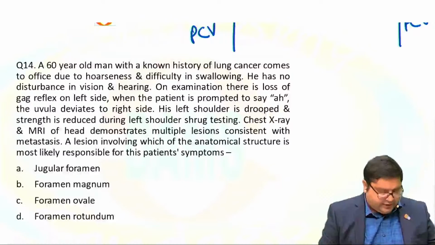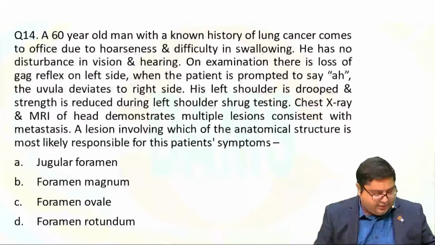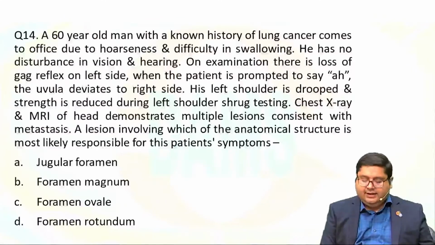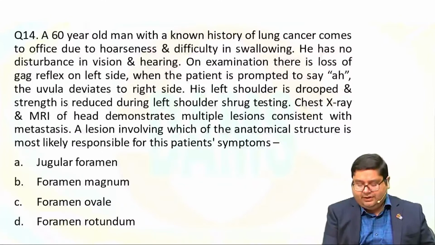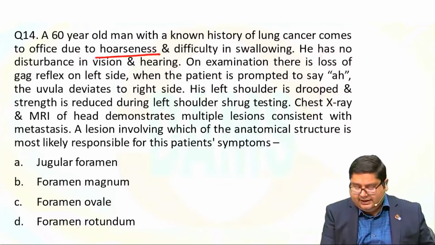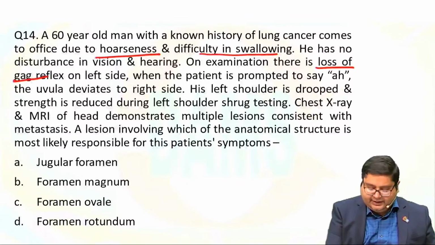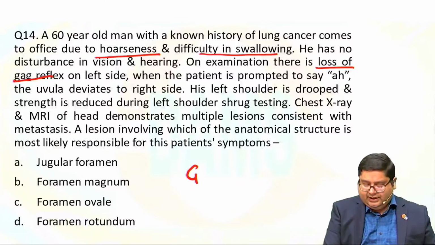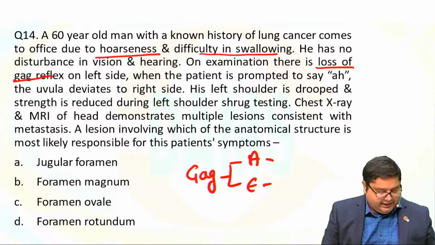Now in the next question, tell me what do you think will be the answer? Yes, tell me the answer. A patient comes with a known history of lung cancer, now presenting with hoarseness and difficulty of swallowing, and there is loss of gag. Can you tell me, for the gag reflex, what is the afferent nerve and what is the efferent nerve?